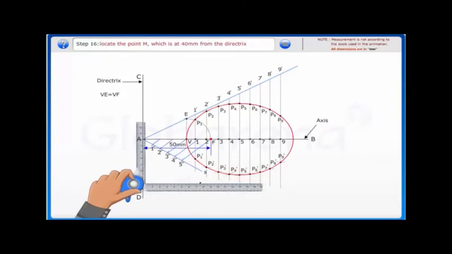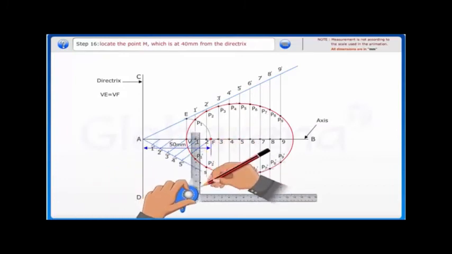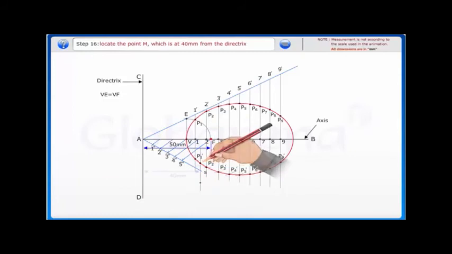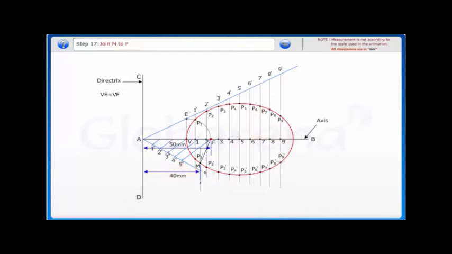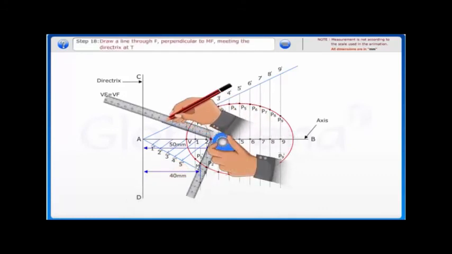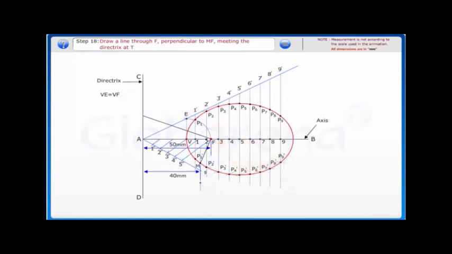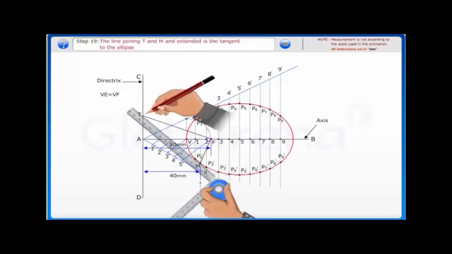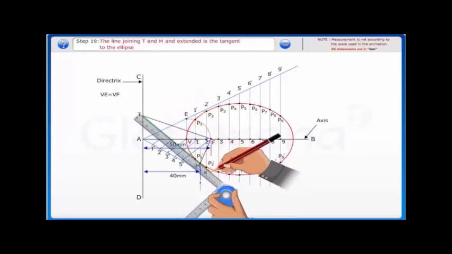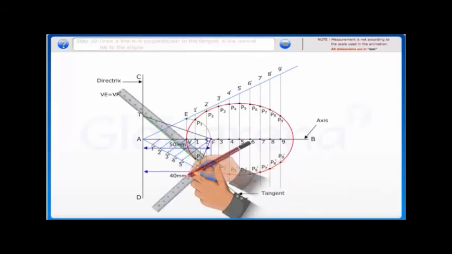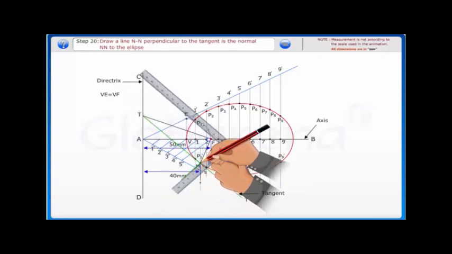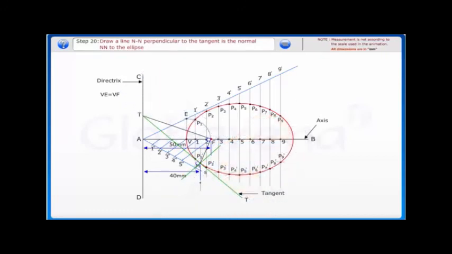Locate the point M, which is at 40 mm from the directrix. Join M to F. Draw a line through F perpendicular to MF, meeting the directrix at T. The line joining T and M and extended is the tangent to the ellipse. Draw a line NN perpendicular to the tangent; this is the normal NN to the ellipse.